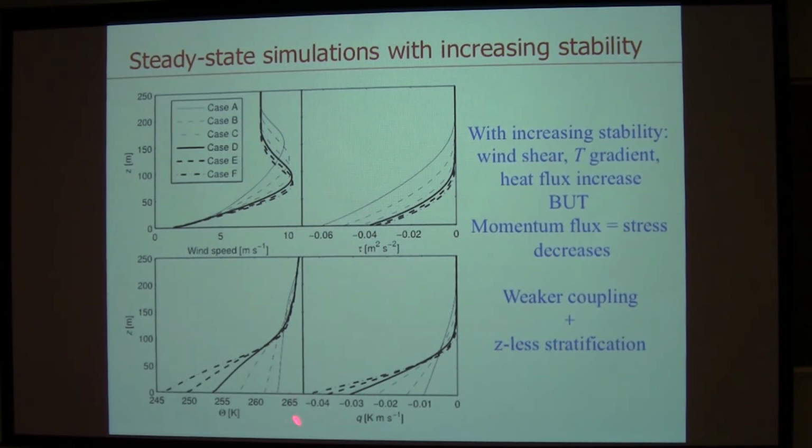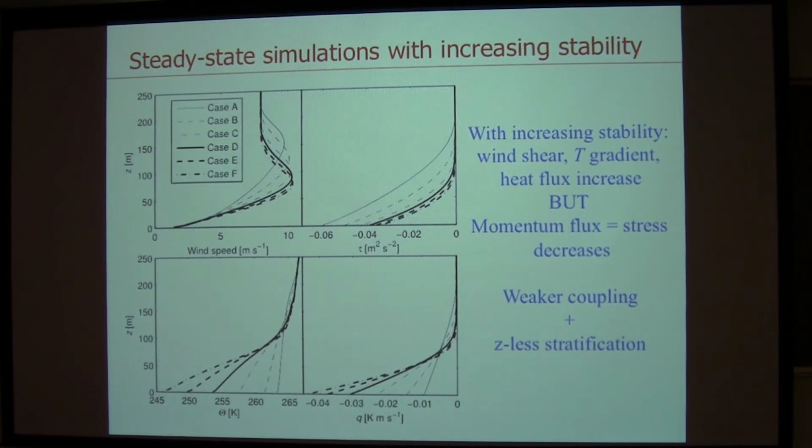The heat flux at the surface increases because the surface is cooling faster, but the momentum transfer to the surface, or the momentum flux at the surface stress, decreases. This is going to be important towards the end. So with increasing stability, we see stronger wind shear, stronger T gradients, larger heat fluxes, but smaller momentum fluxes. In general, higher stabilities give you weaker coupling, and in the limit, we observe Z-less stratification.